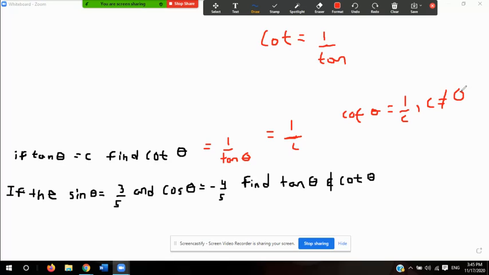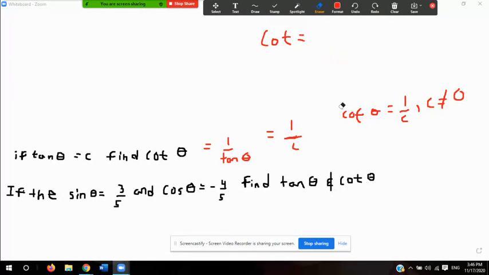Now we're going to talk about other types of identities, and more specifically, what are known as the quotient identities. We've seen the quotient identities mainly in coordinate planes is what I'm trying to get at. But two very common quotient identities, and I'm going to write them here, are the tangent and the cotangent.